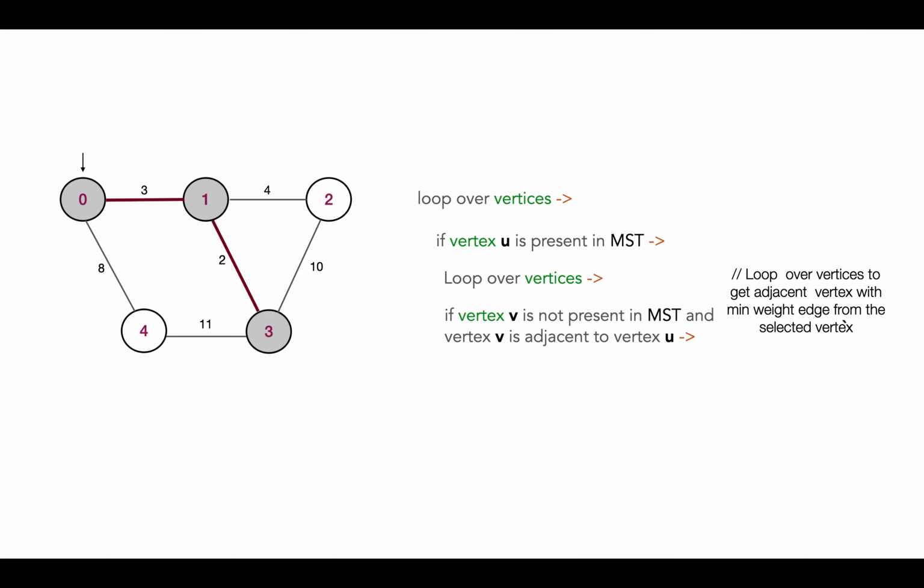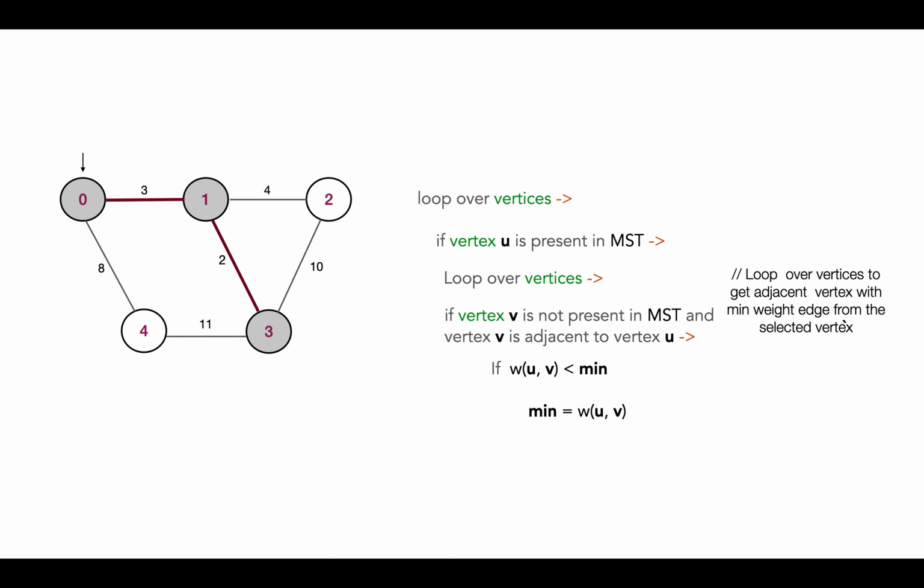So here, if I loop over all the vertices to find the adjacent vertex from this vertex 0, 1, we cannot select 1 because it's already there in MST. We cannot select 2 because it's not an adjacent vertex to 0. We cannot select 3, but we are going to select this 4 because it's adjacent to 0 and it's not present in MST. So the weight of the edge that connects 4 to 0 is 8. It gets compared with the previous minimum weight.